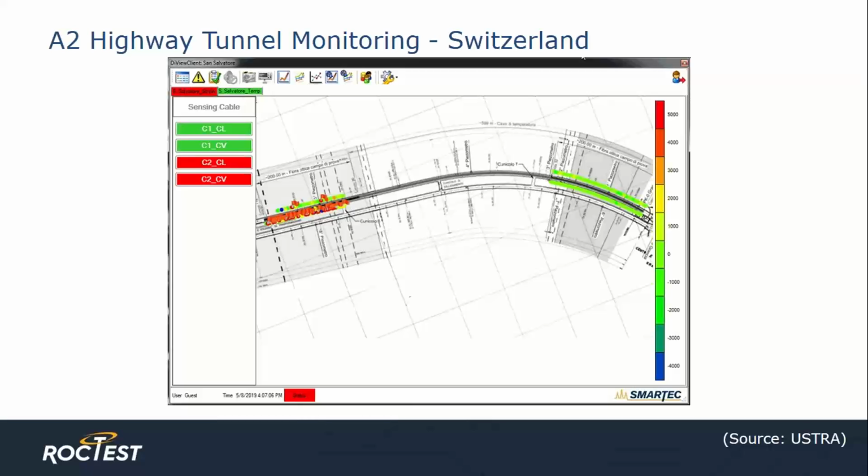The left side of the tunnel is where the bulk of the exceedances occurred, and you can see those in red.